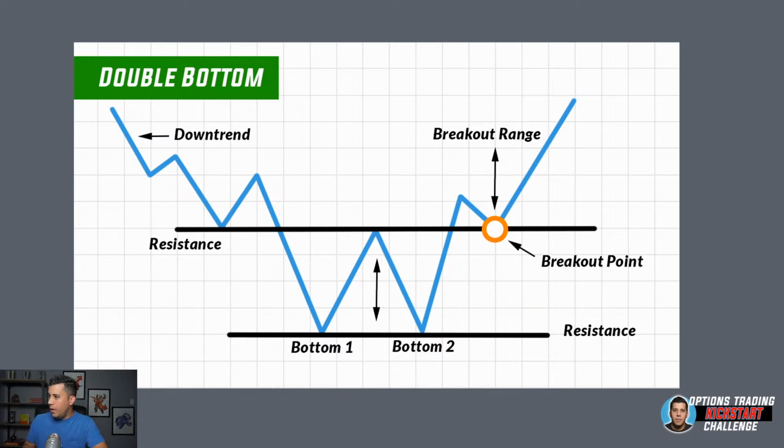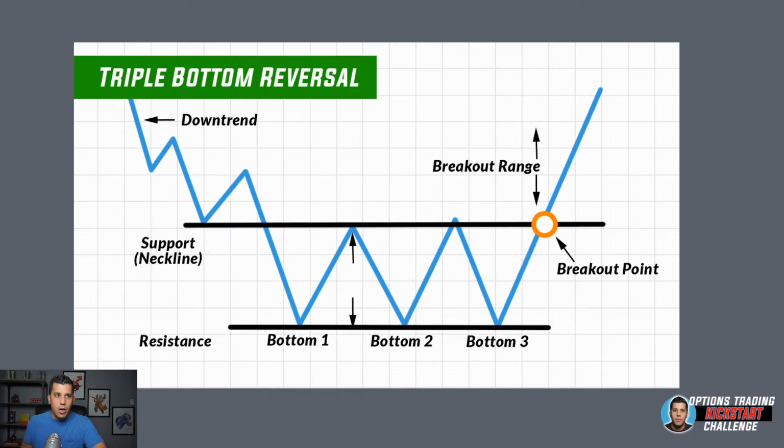So to go along with the double bottom, we also have the triple bottom, right? Same exact thing, except it forms a bottom three times versus twice on the double bottom. Reversal is the same as a pullback. I mean, it really depends on what you're looking at.